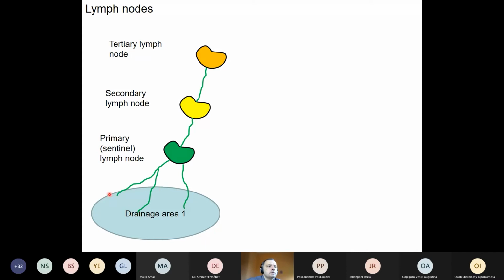If a disease is coming from this drainage area and affected the first lymph node, you know that the lymph node is sick. Sometimes the secondary, and in the worst case, even the tertiary lymph nodes might also be inflamed or affected by the disease, and this is related to the severity and the prognosis of the disease.